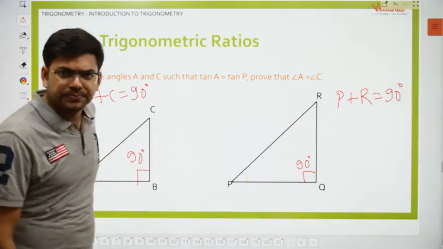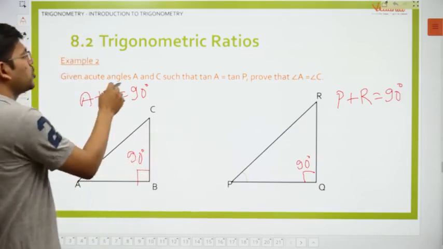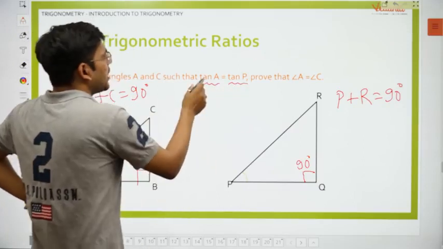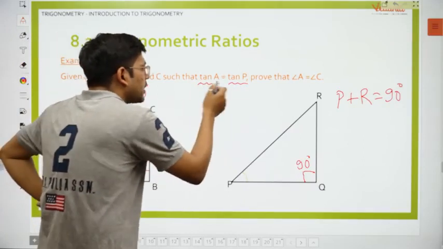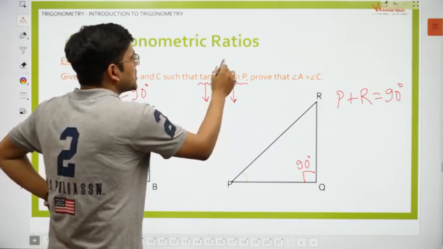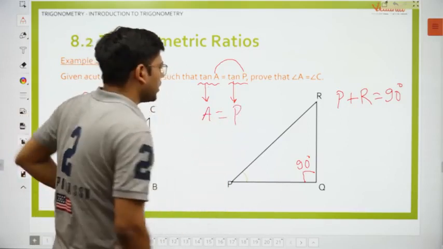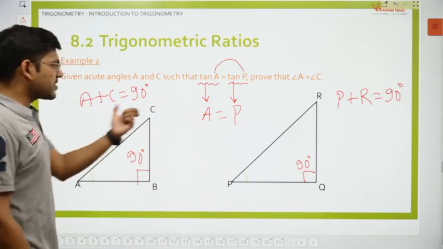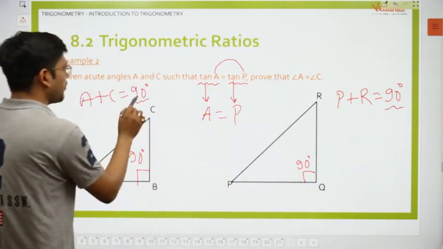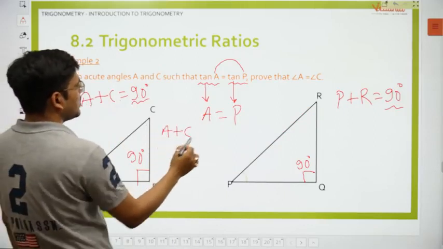you just tell me one thing. Here it is given that acute angles A and P are such that tan A is equal to tan P. Now, if their tan is equal, then their angles will also be equal. A is equal to P. Now, both C and R have the value of 90 degrees, so both must be equal in themselves.